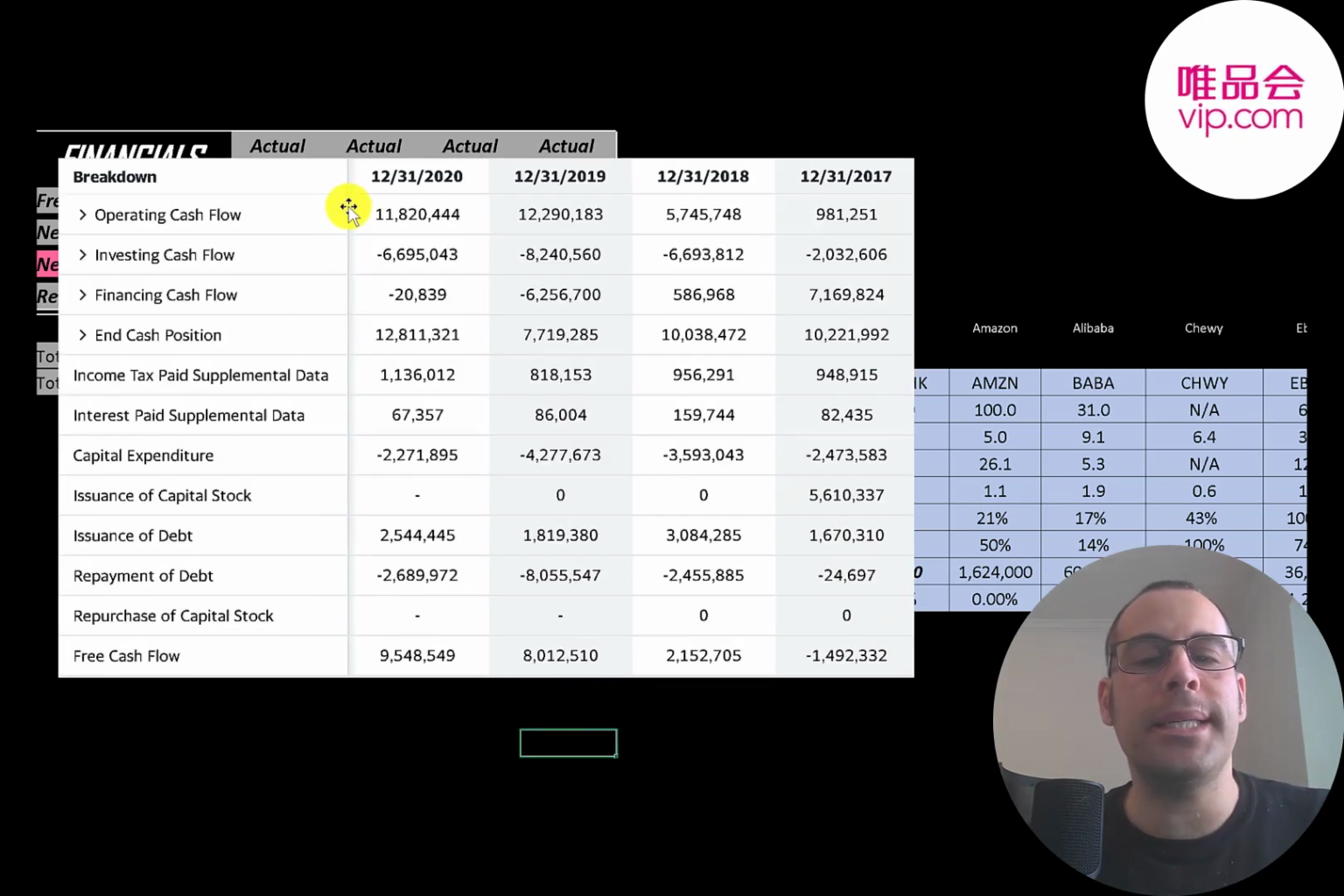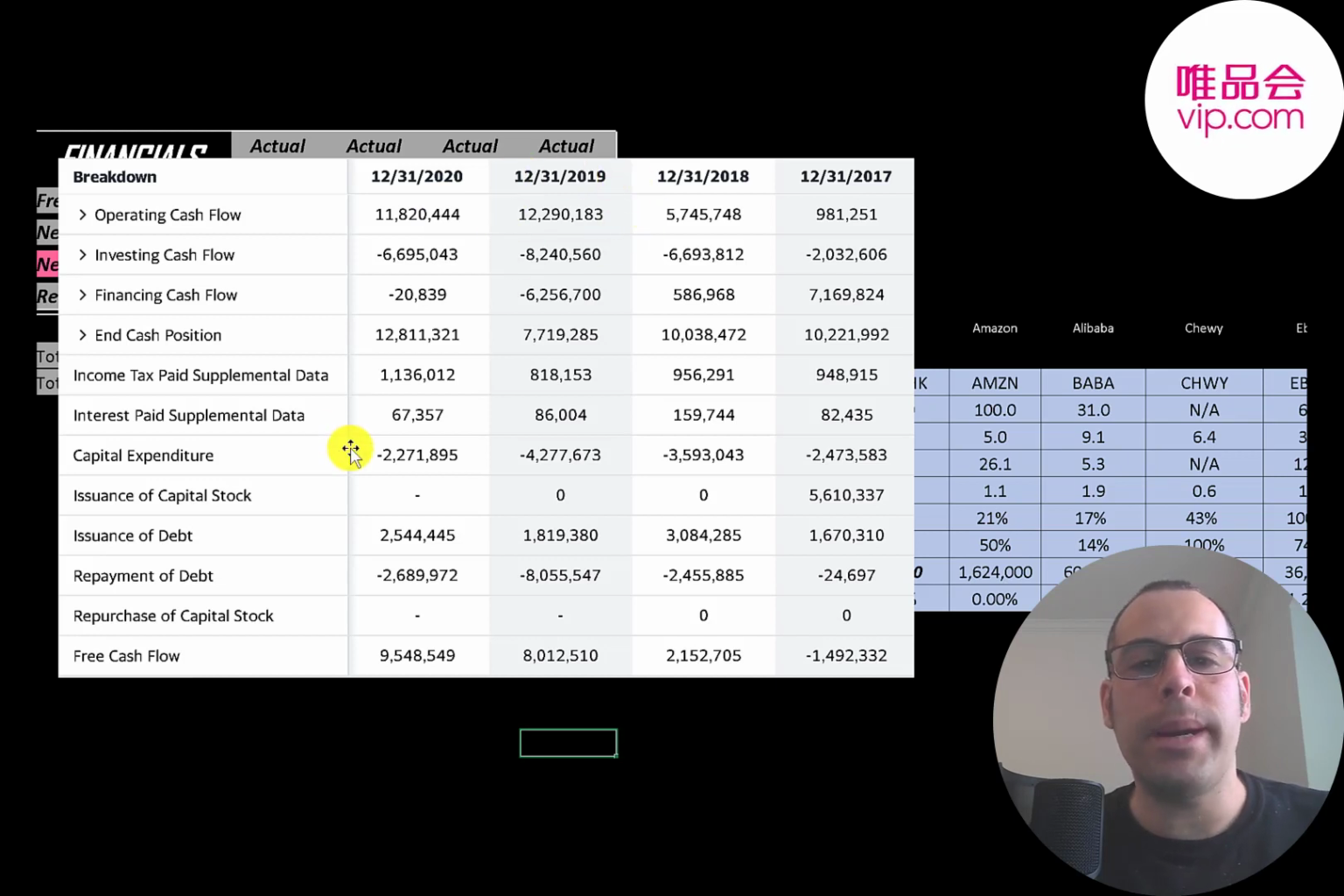This is the company's statement of cash flows. The top line is operating cash flow. That's how much cash the company generates from its operational business. You could think of operating cash flow as net income converted to cash, because net income is your accounting profit and loss. It's not actual cash. Their operating cash flow grows a lot, from 981 million up to 11.8 billion. It did peak in 2019 at 12.3 billion.